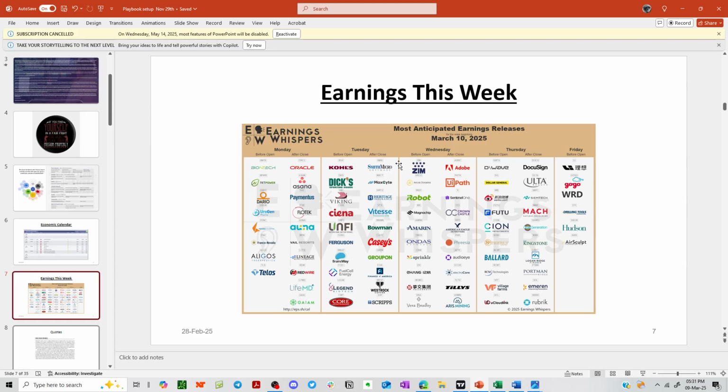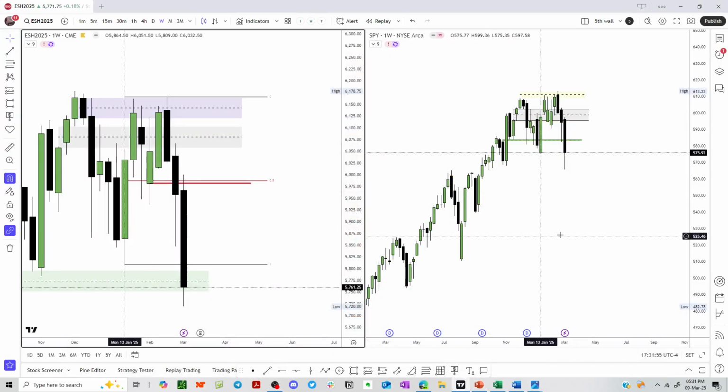Anyway, I get sidetracked sometimes, but here are the earnings for this week. I think the only thing I would even look at would be DocuSign. Everything else, let me know what I'm missing. Anyway, let's get back to it.